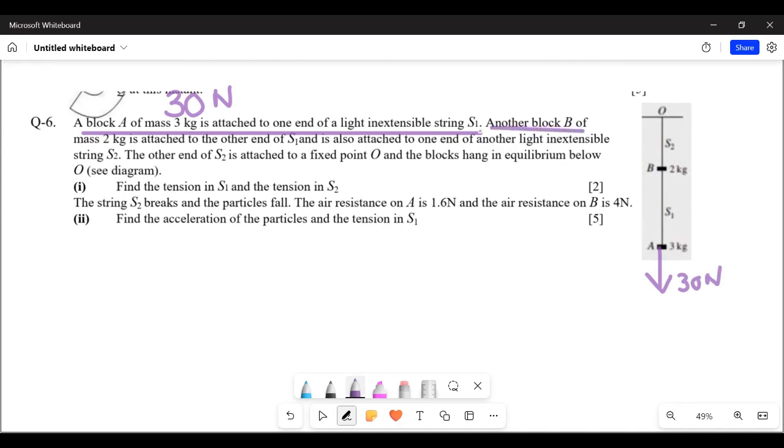Another block B of mass 2 kg is attached to the other end of S1. So what? 20 Newton downwards, block B पे. हाँ, 20 Newtons. ये बात समझ आ रही है? हाँ. The other end of S2 is attached to a fixed point O and the blocks hang in equilibrium.